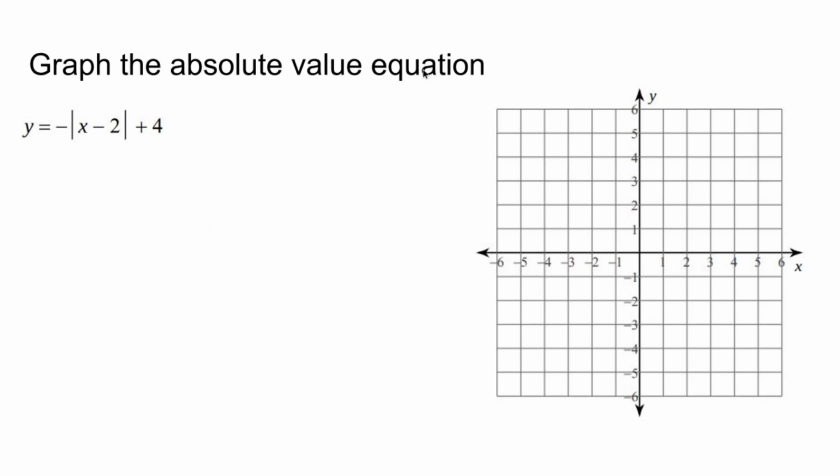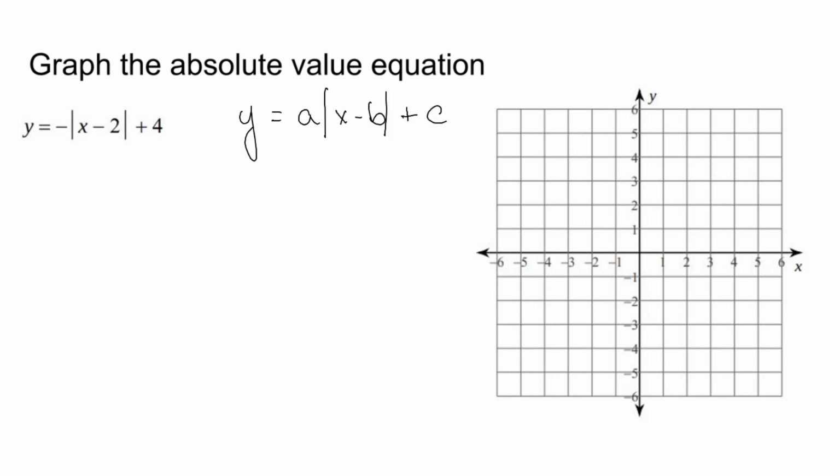Graph this absolute value equation right here. Y equals negative absolute value of x minus 2, close the absolute value, plus 4. You are going to compare this to this formula right here. Y equals a times the absolute value of x minus b plus c.